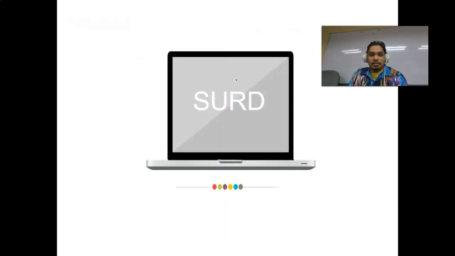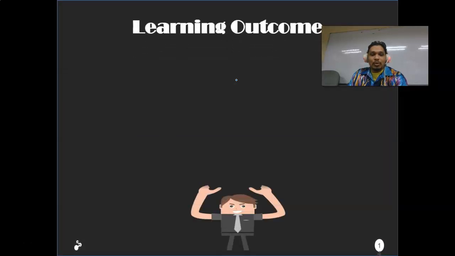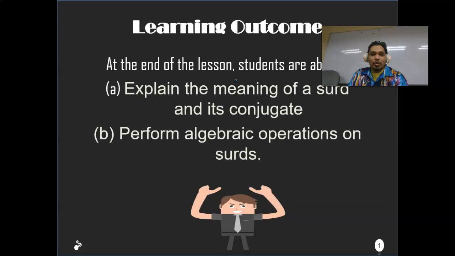Okay, for surd, in other words, we call it a square root. Surd is this notation, a surd or square root, or it might be an nth root, something like that. Explain the meaning of a surd and its conjugate, and perform algebraic operations on surds.